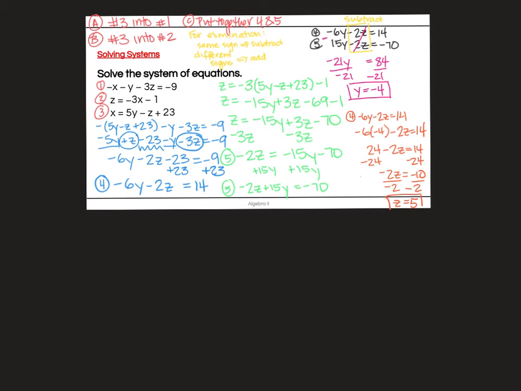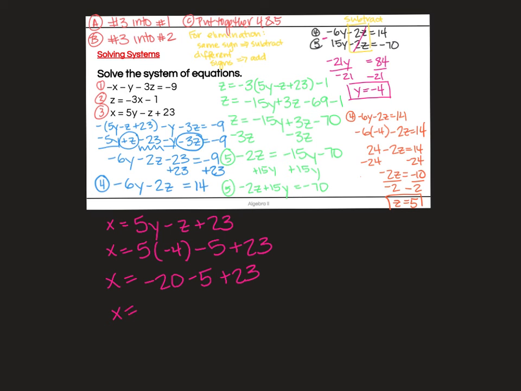So number 3 says that x is equal to 5y minus z plus 23. So x is 5 times negative 4 minus 5 plus 23. So x is 5 times negative 4 is negative 20 minus 5 plus 23. Negative 20 minus 5 is negative 25 plus 23. So x would be negative 2. So now I have a value for x.